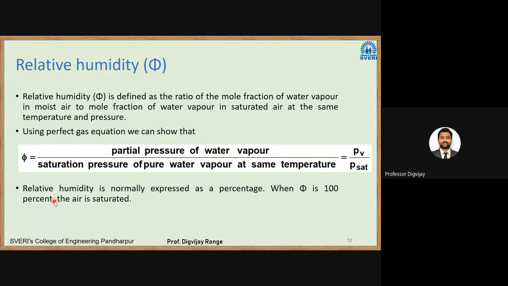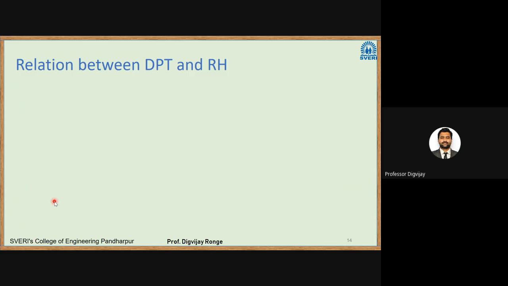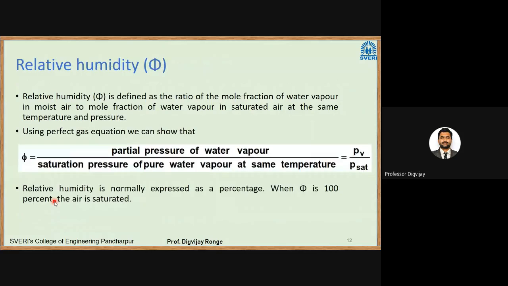So I think this is enough today, because the strain is high and the concepts are very important. In the next lecture, we'll see what the humidity ratio is. And next, we'll see what the relation is between dew point temperature and relative humidity. Right. So if you have any question up to this point related to relative humidity or saturated vapor pressure or saturation temperature and pressure, you can ask. Okay. Yes, any questions?